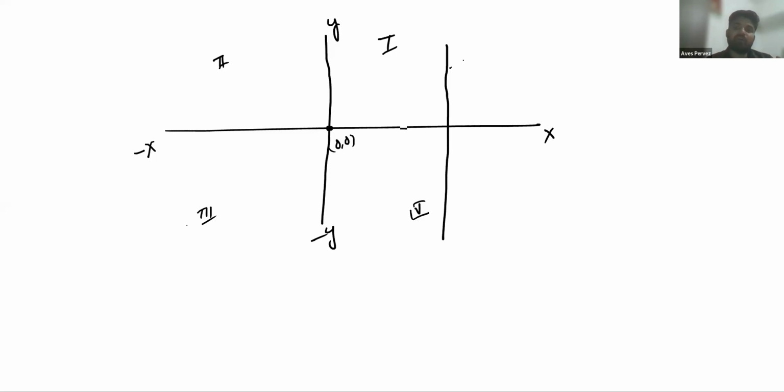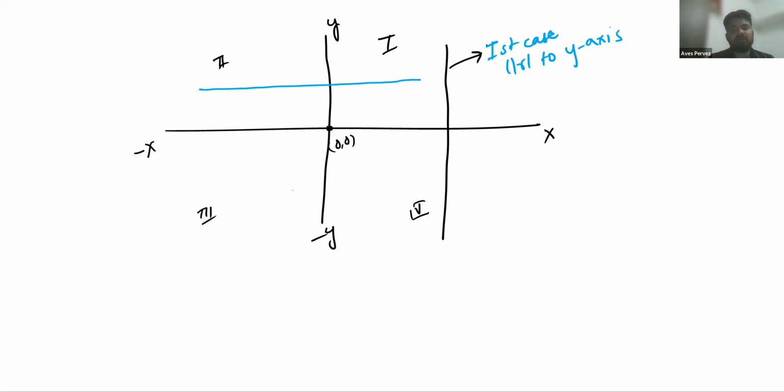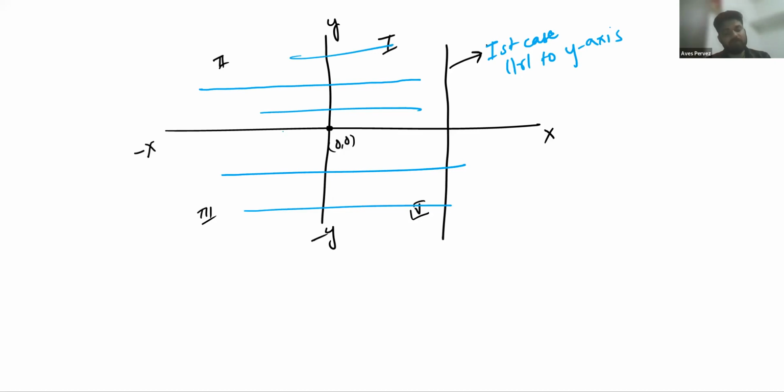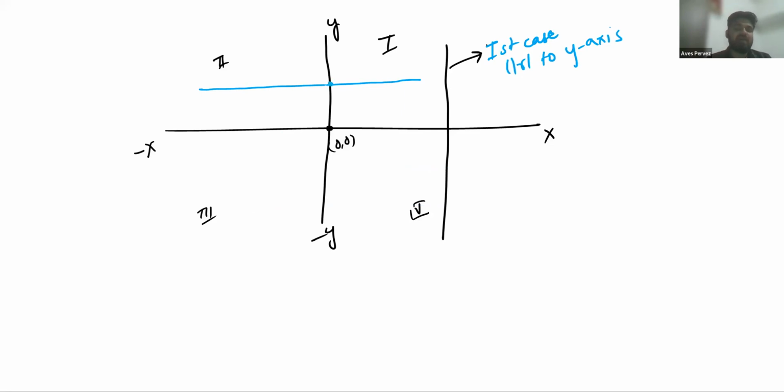The first type of line that you can draw is a line segment that is parallel to the y-axis. This is the first case. I'm making this one with a different color, the blue color. Here you can draw a line parallel to the y-axis. The second type of line that you can draw is parallel to the x-axis. This can be here, or here, or here. I'm just choosing a single line, this one.